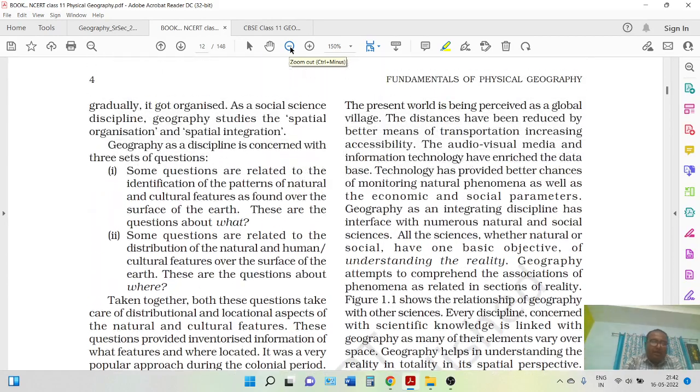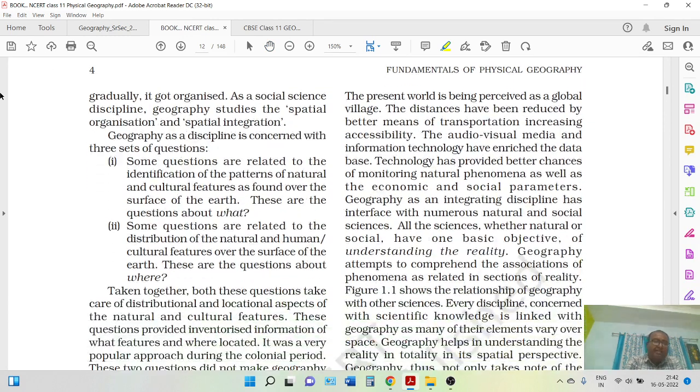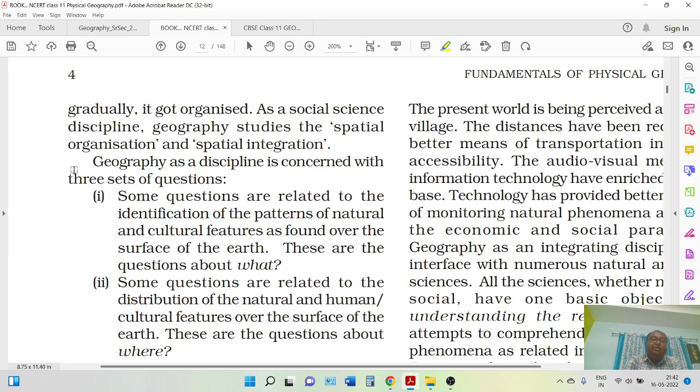Okay. In your NCERT book, page number 4, you will get a very beautiful paragraph regarding the questions geographers usually ask. Okay, page number 4, NCERT chapter 1. What are the questions a geographer asks? See, as a discipline, two things are important that we have discussed: spatial organization and spatial integration.